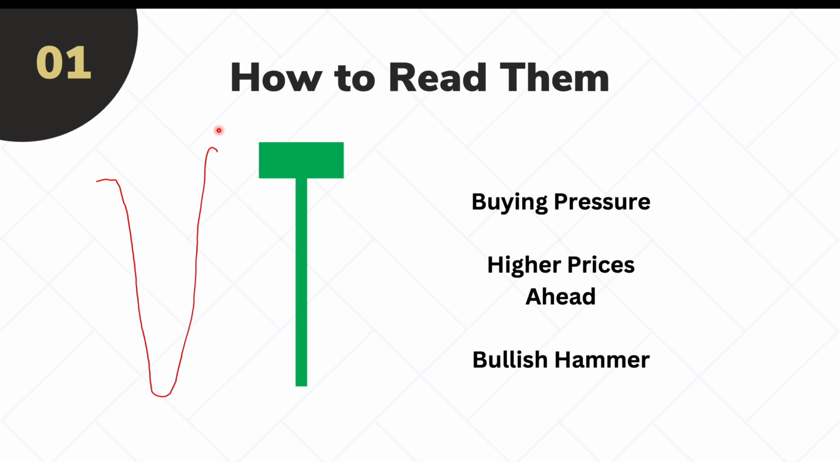And it means if you see this candle, you can predict that most likely the next candle is going to be a green one. Because we had so much buy pressure, you can expect the next candle to be green as well, to go higher. There's a name for this candle, and it's called a bullish hammer.